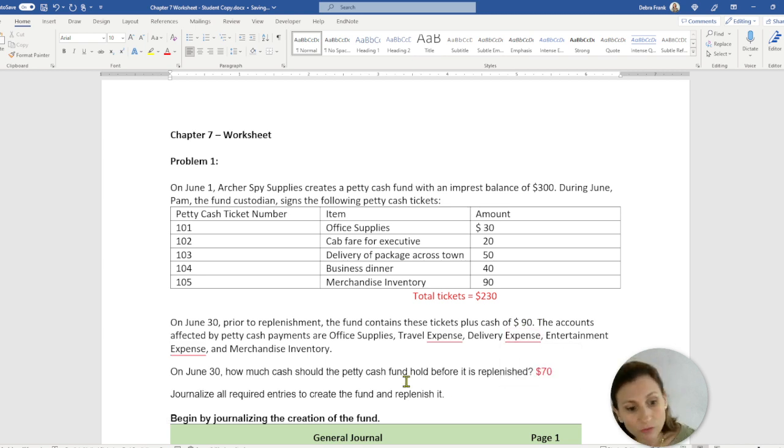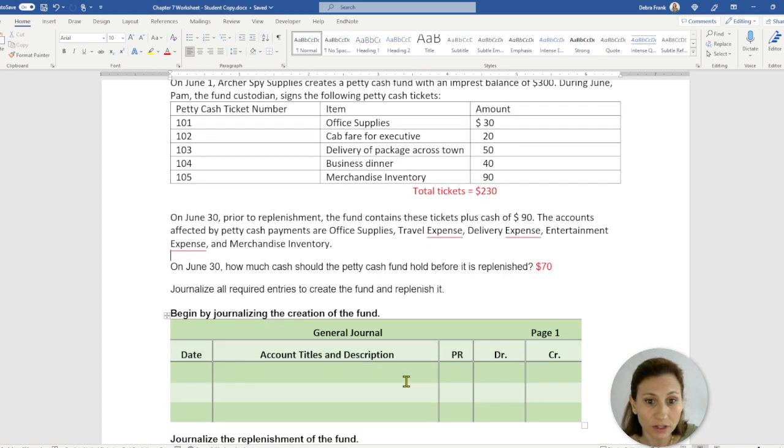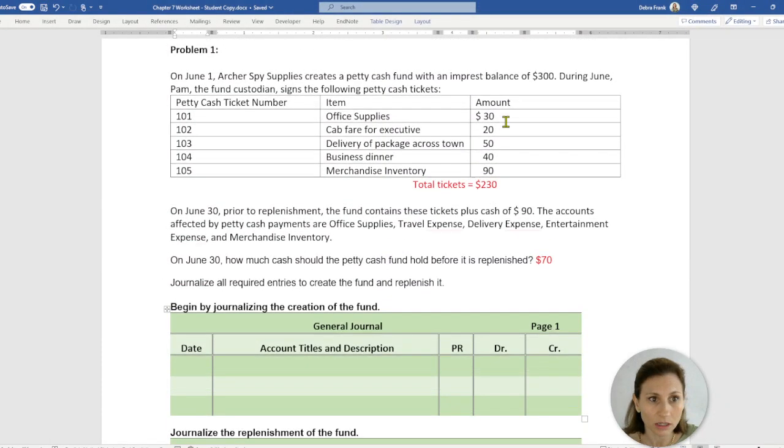All right, so let's do the first journal entry. Begin by journalizing the creation of the fund. So we set up the fund on June 1st for $300. Let's shrink this so you can see everything. There you go. So we'll just do 6-1, but you can write out June 1st if you wanted. And we're setting up this new asset called petty cash, right? Debit balance, $300. That's what's going to be set up.